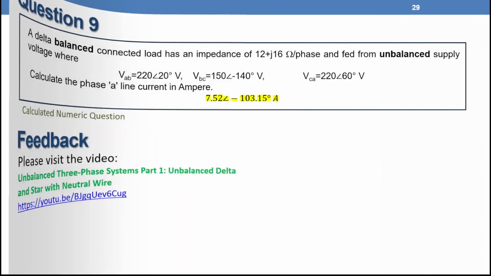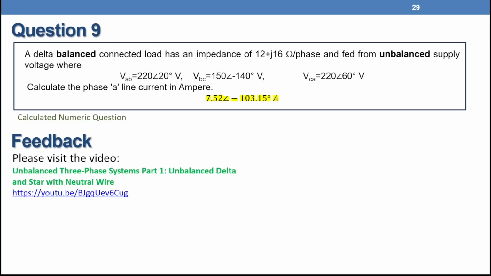Question number 9. A delta balanced connected load has an impedance of 12 plus j16 ohm per phase and is fed from an unbalanced supply voltage where VAB equals 220 angle 20 degrees, VBC equals 150 angle minus 140, and VCA equals 220 angle 60 degrees. We need to calculate the line current of phase A.